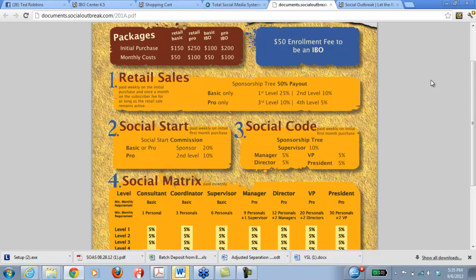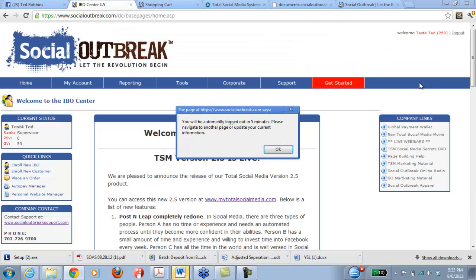The only other thing I might want to add is there's been a lot of individual retail tools that have been put in the back office, like DVDs and things of that sort, so that you can go in here and take individual marketing material and utilize that from the retail side.